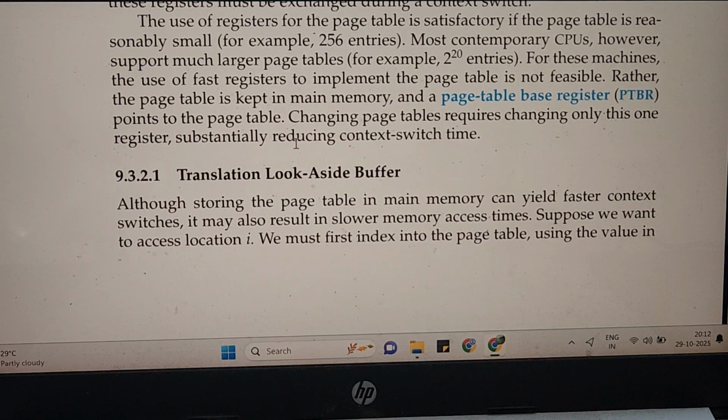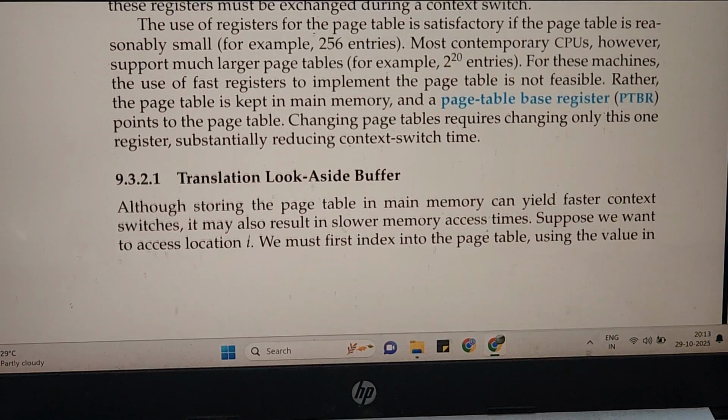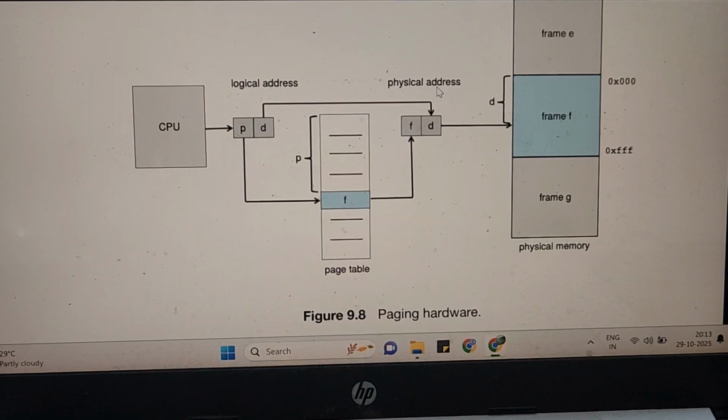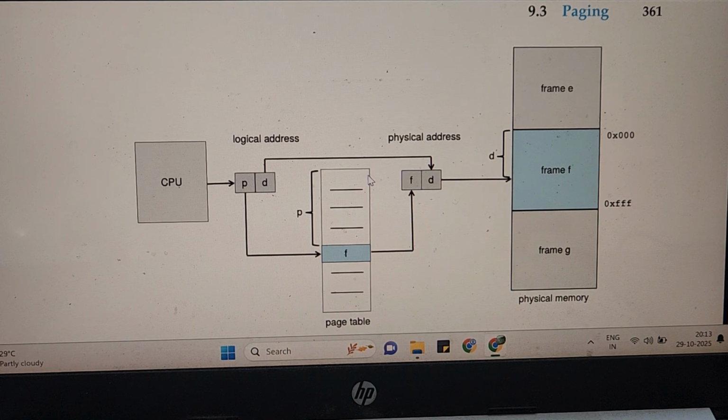Okay, we're going to look at what is called the translational look-aside buffer now. This is in continuation with paging, basic paging, which we saw in the previous segment. In paging, if you remember, I will go to that page, one second. We looked at this diagram to understand paging, right?